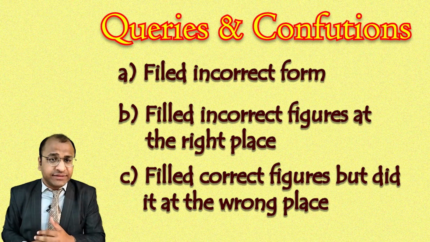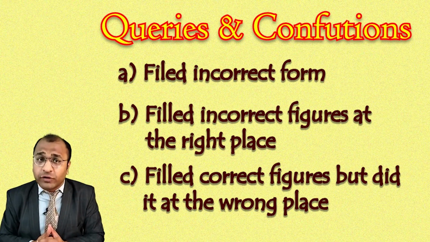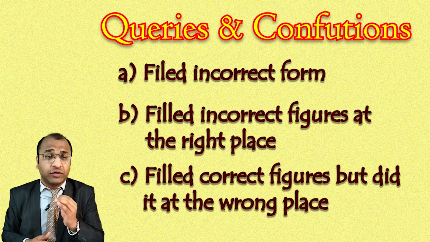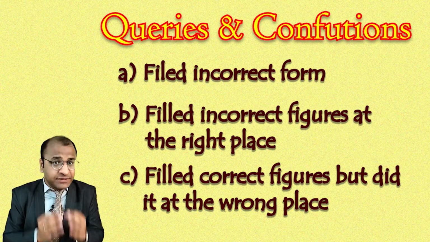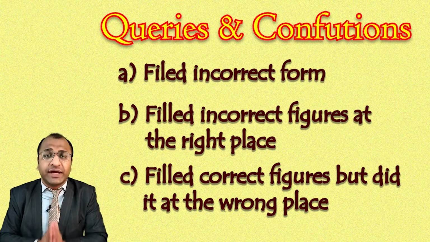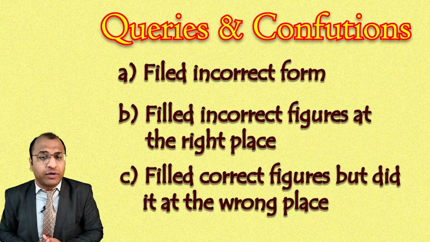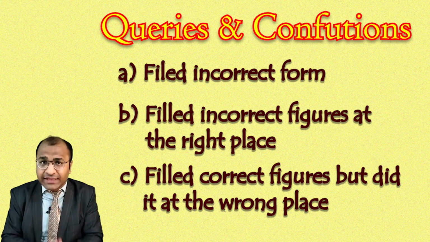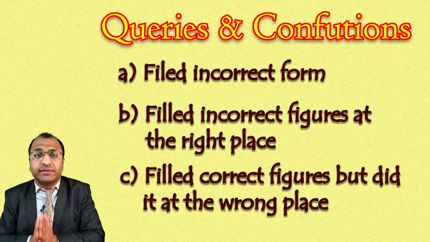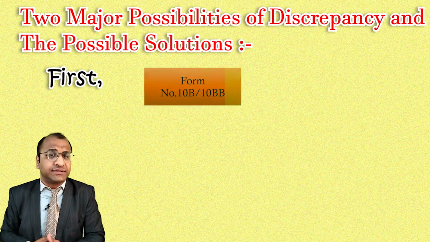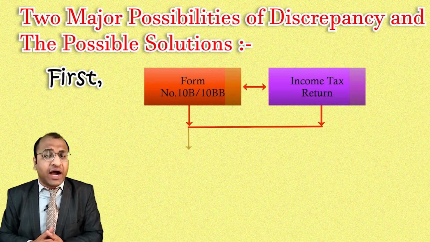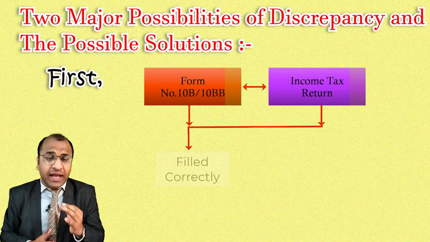These errors have led to a lot of organizations receiving notice under section 143 subsection 1 clause A due to mismatch in the figures reflected in form number 10B or 10BB and the corresponding figures as reflected in the income tax return. So let's discuss two major possibilities of discrepancy that can arise after the forms are filed and its possible solutions.